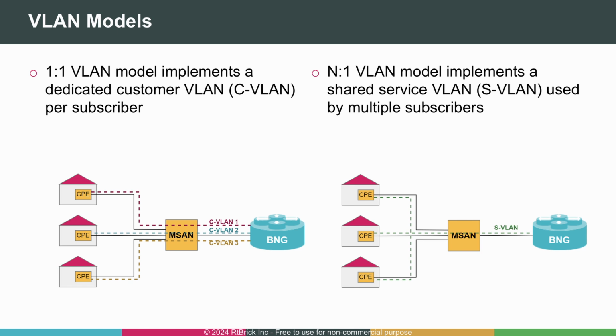In the one-to-one VLAN model, each subscriber is assigned a unique customer VLAN, or CVLAN, which carries all the traffic for this customer. This provides a direct one-to-one mapping between VLANs and subscribers. New services can be added easily without affecting others. The one-to-one model is recommended because it simplifies operations and offers flexibility for features like backhauling, bitstream access, and QoS.